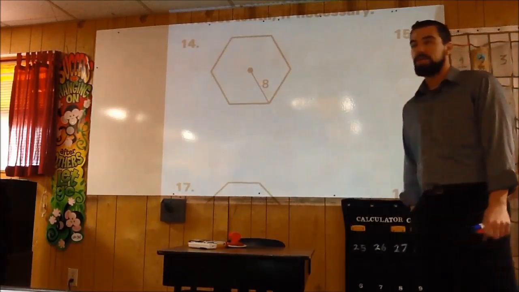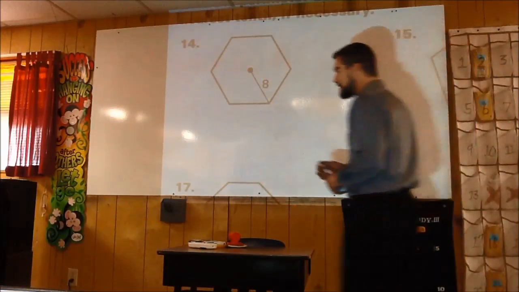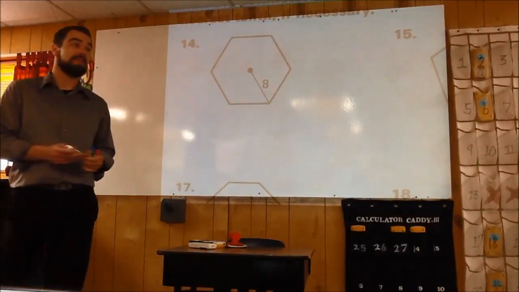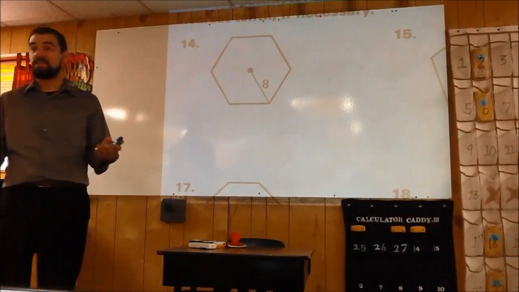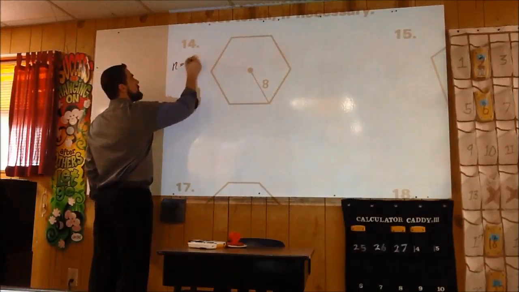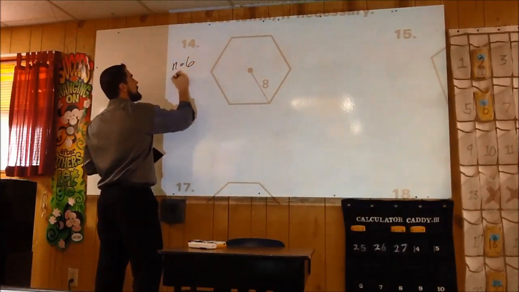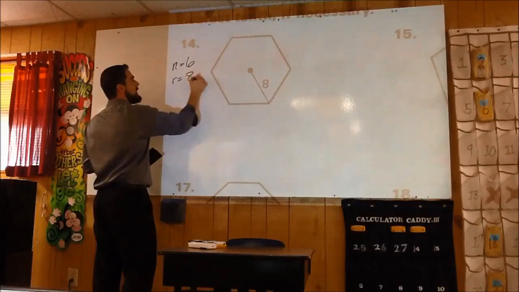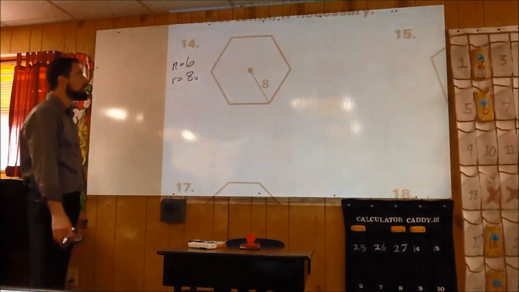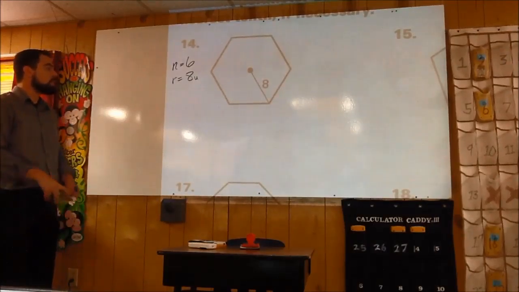On number 14, what are we given? We're given the radius. What else are we given? It's very, very obvious. What? Yeah, we're given it's a hexagon, right? So we're given n, the number of sides, is 6. And we're given that the radius is 8 units. They chose to stop putting units, I guess. So we're just going to put a U for them. So this is a hexagon, n is equal to 6, and we are given its radius.